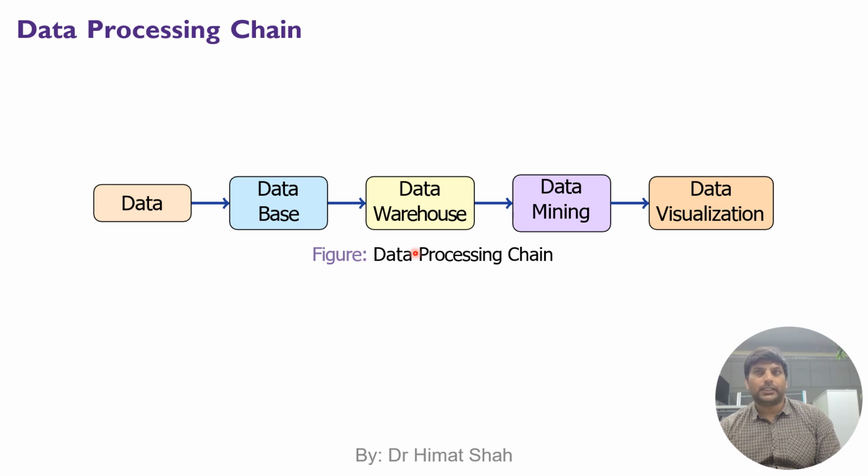A data warehouse holds a large volume of data from multiple sources, organized into a format suitable for analysis. It is optimized for querying and reporting, making it a central hub for business intelligence. After that, the same data is moved to the advanced step called data mining. Once the data is prepared, we move it into the data mining step.